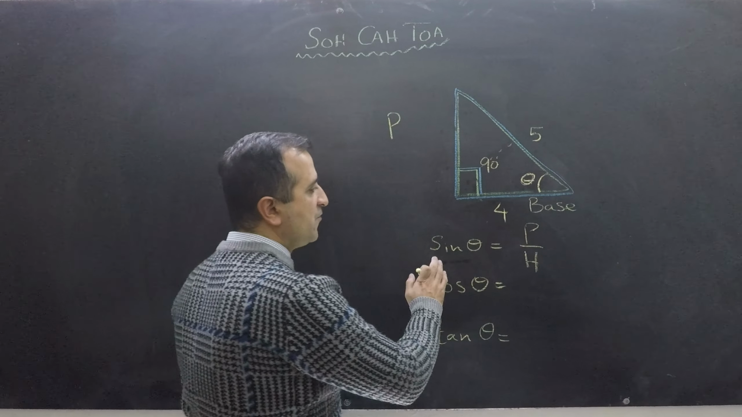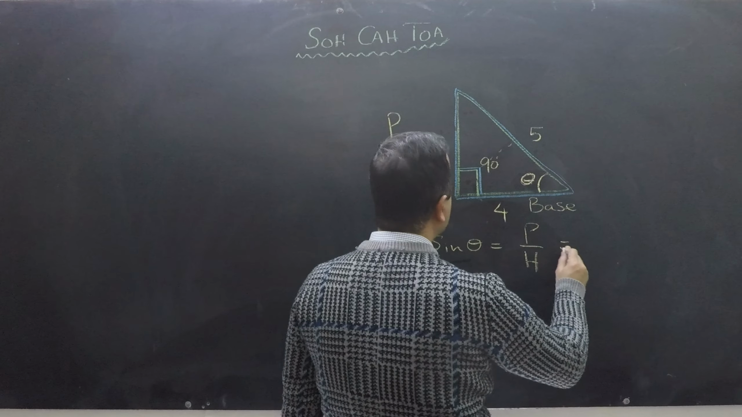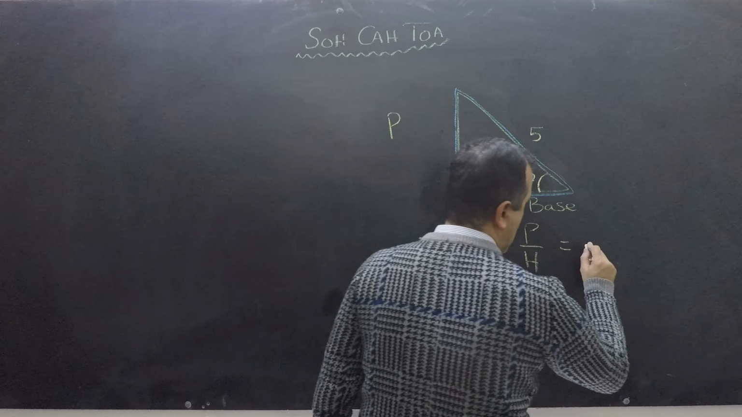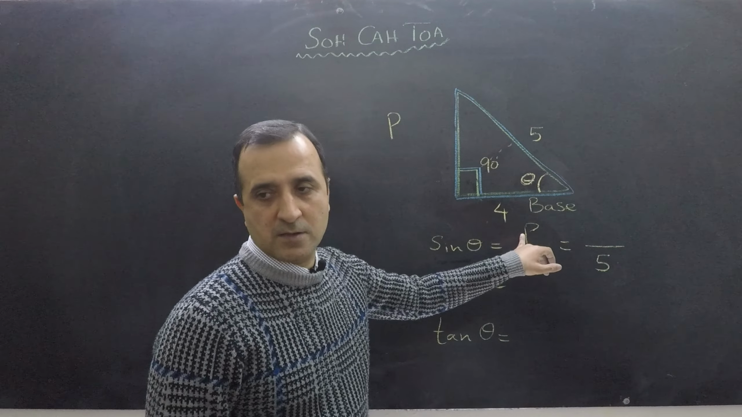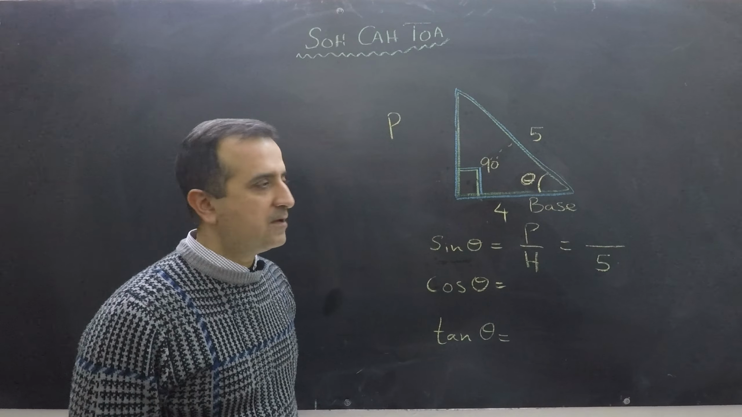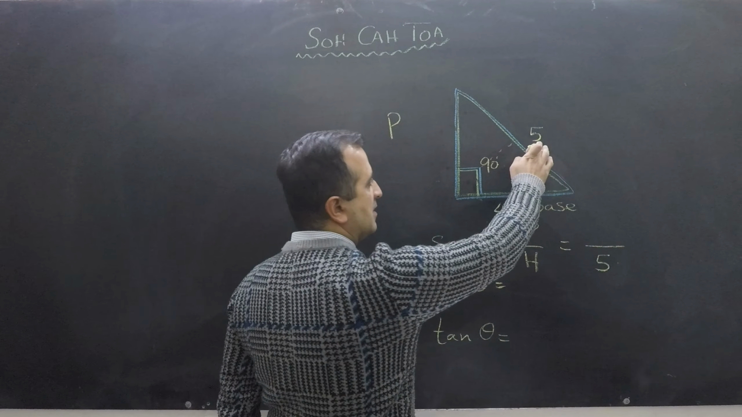So now I have to find sine, which is perpendicular over hypotenuse. I don't know what perpendicular is, but I know that hypotenuse is 5. But to find sine theta, I also need to find perpendicular. So how can we find perpendicular? By using the Pythagoras theorem. So we know that this side is 5, this is 4.